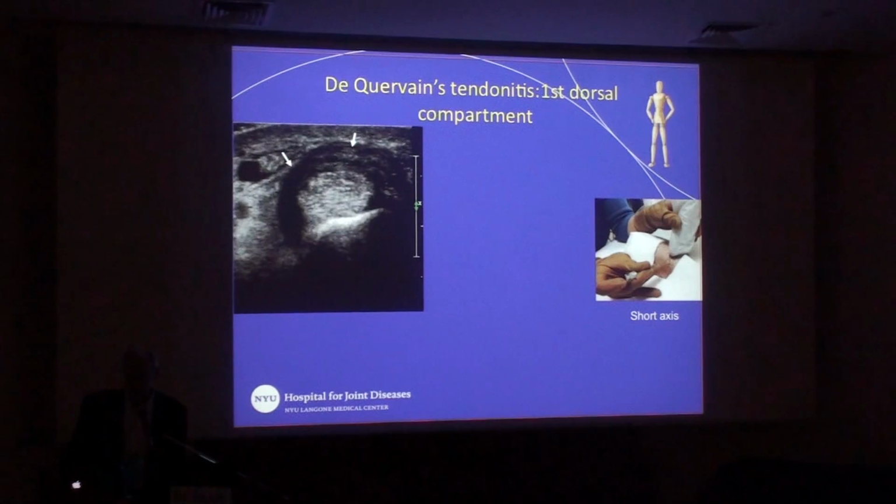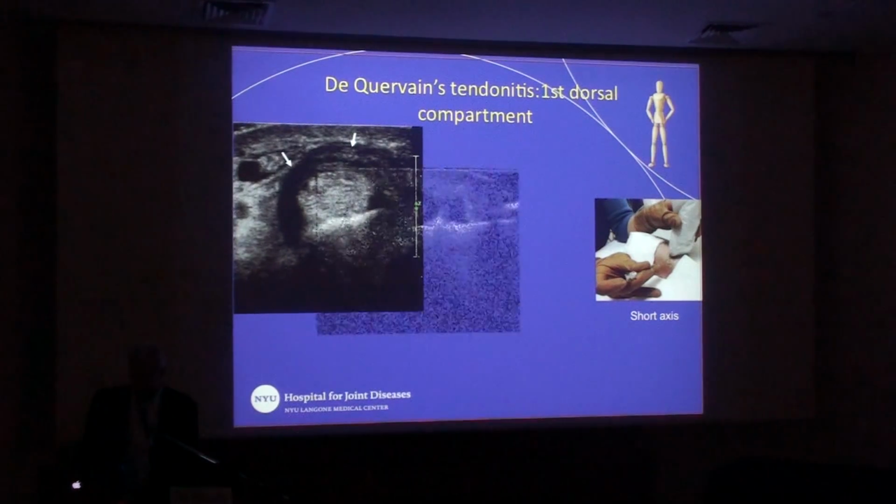De Quervain's tendonitis, of course, is a stenosing tendonitis or stenosing tenosynovitis that we see in the first dorsal compartment. We have enlargement of the first dorsal compartment tendons of the wrist, as well as thickening of the overlying extensor retinaculum, so it can be quite thickened at times. And again, I approach these using a short axis approach, usually slightly distal to the radial styloid.